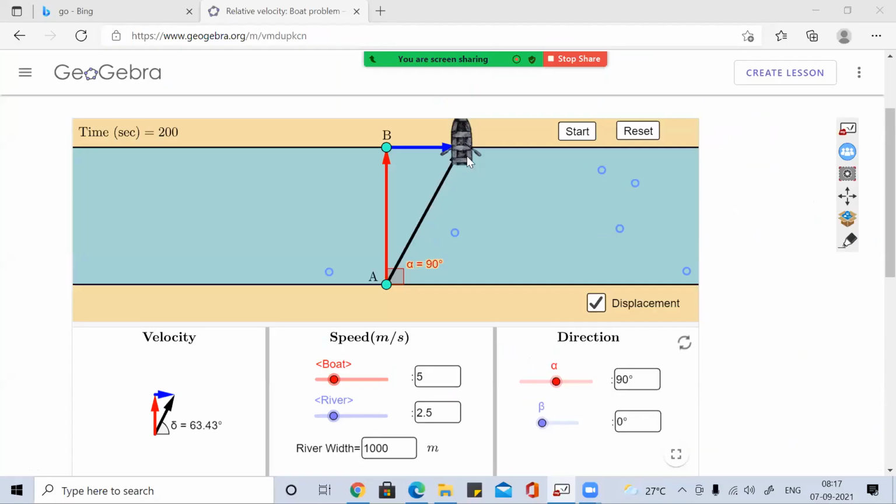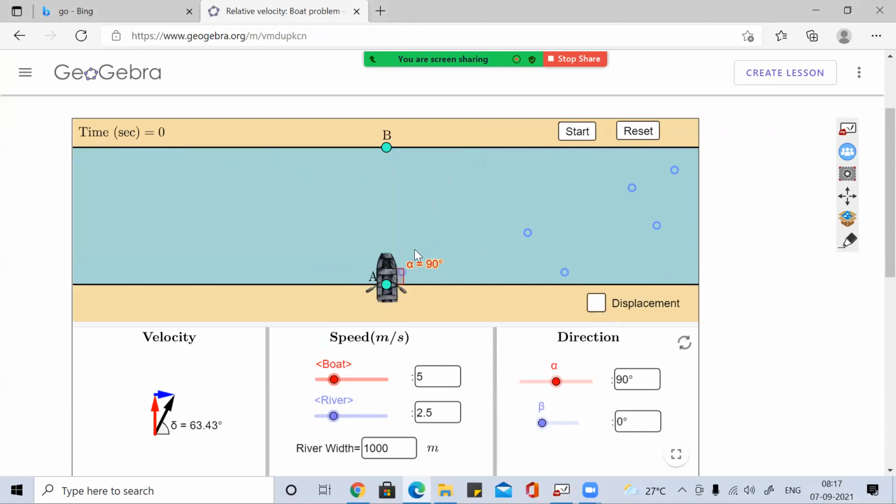Okay, shortest time. See here, if you travel in this direction only, it is the shortest time. See the time here. If I travel like this only, I can cross the river in the shortest time. How much time? 200 seconds, sir. But is it the shortest path? He is traveling along the black arrow, no? Correct or not? Yes, sir.